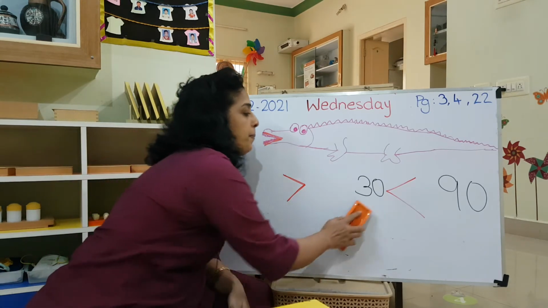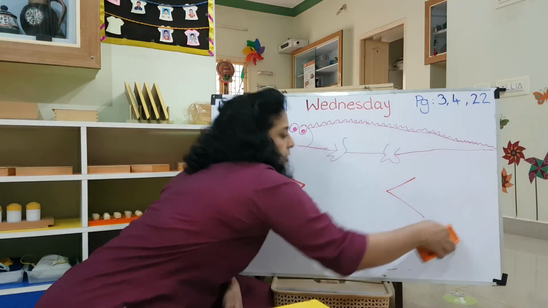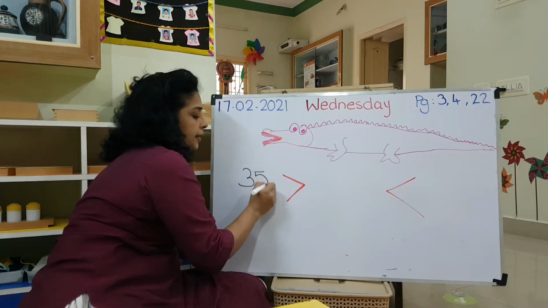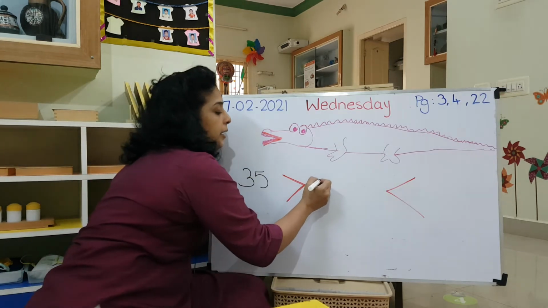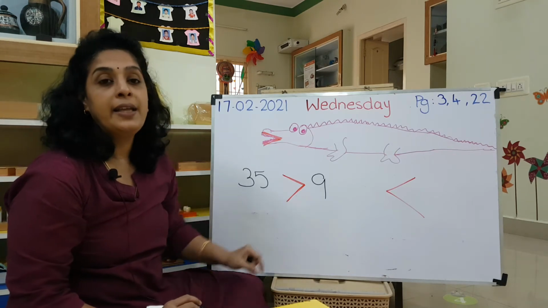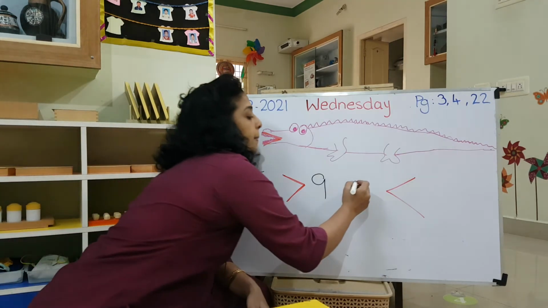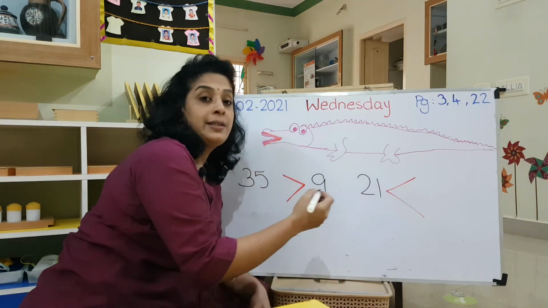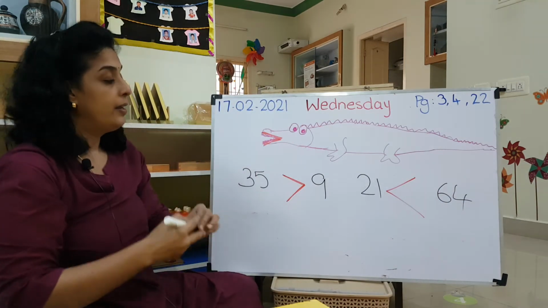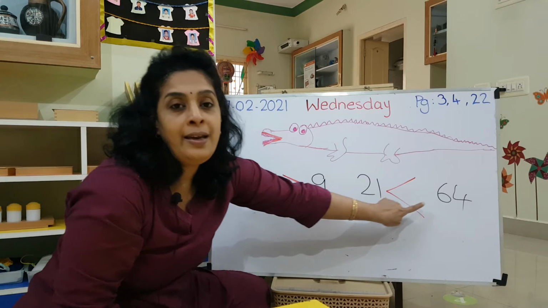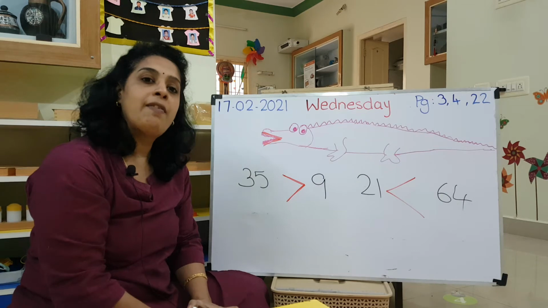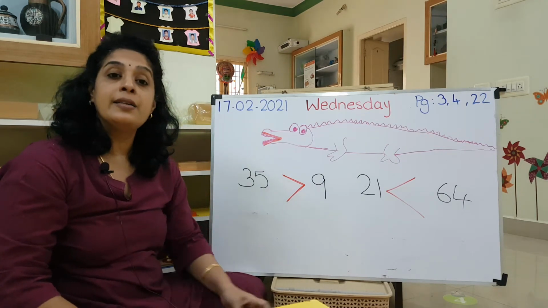Shall we try one more example? Come. Read it as I am writing. 35 is greater than 9. Say 35 is greater than 9. 21 is lesser than 64. 21 is lesser than 64. Greater than, lesser than. Shall we do more examples with our cards and symbols?